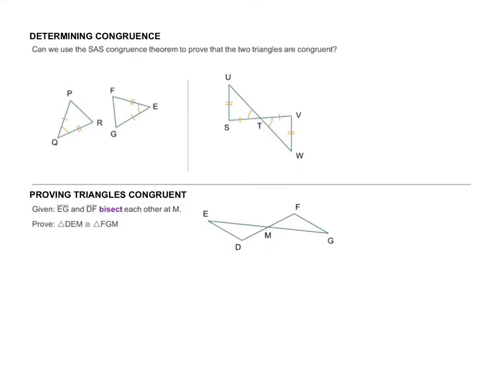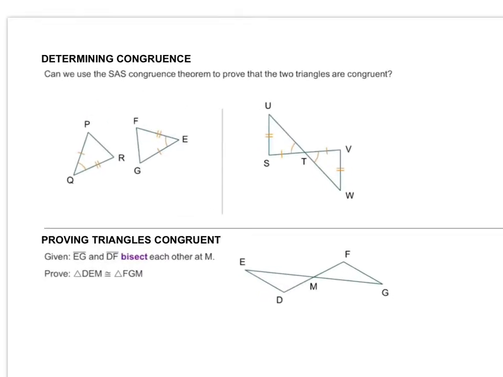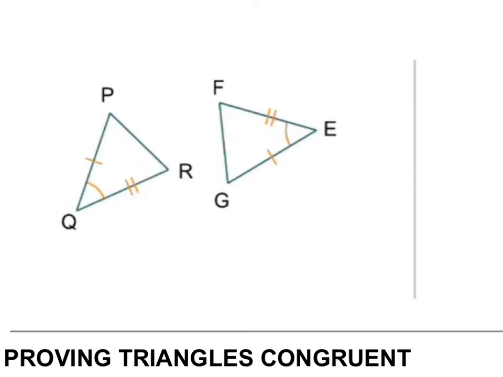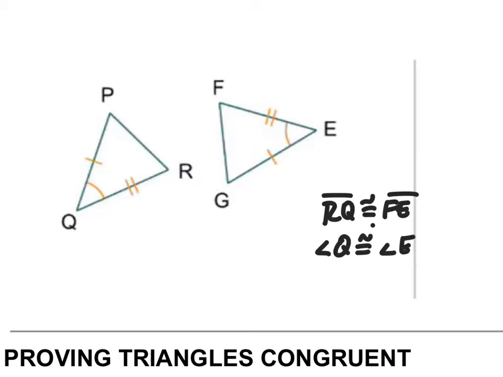Okay, so let's take a look at the next page, and it says, can we use the side angle side congruence theorem to prove that the two triangles are in fact congruent? So over here, here's what I've got. I've got that QR, or RQ, is congruent to FE. I also have that angle Q is congruent to angle E. And then I've got that segment PQ is congruent to segment EG.